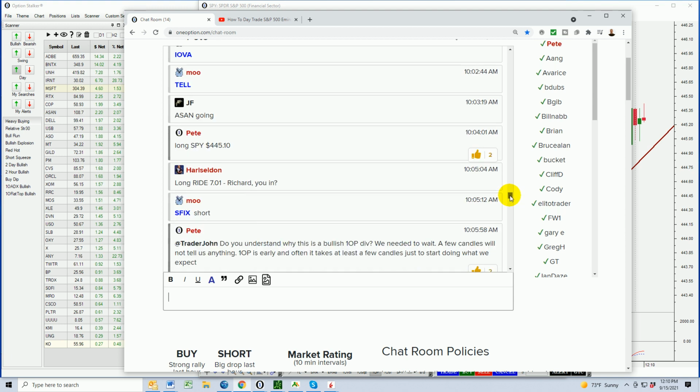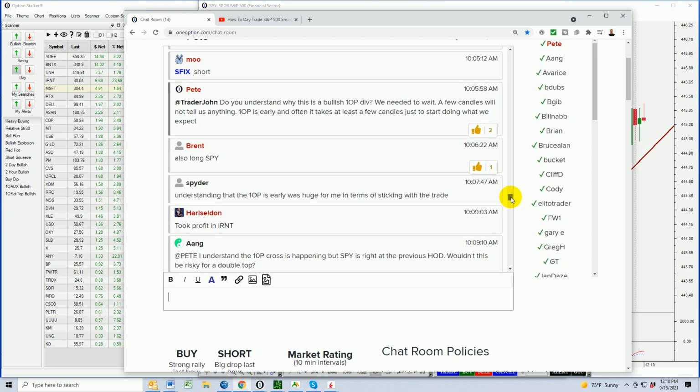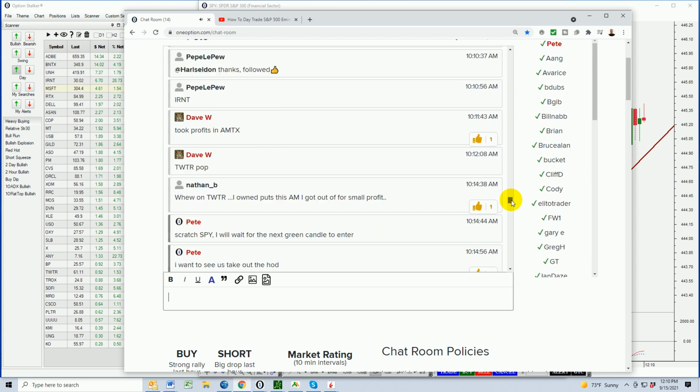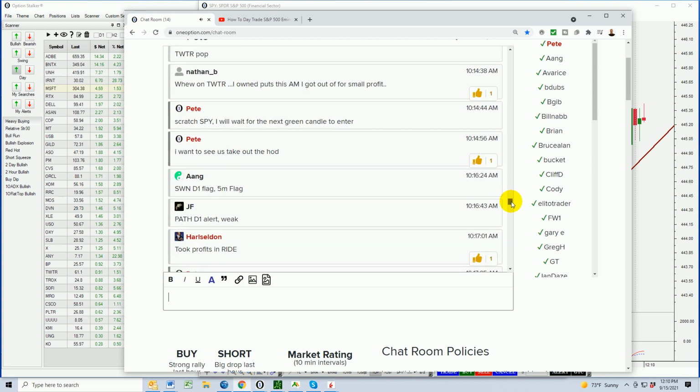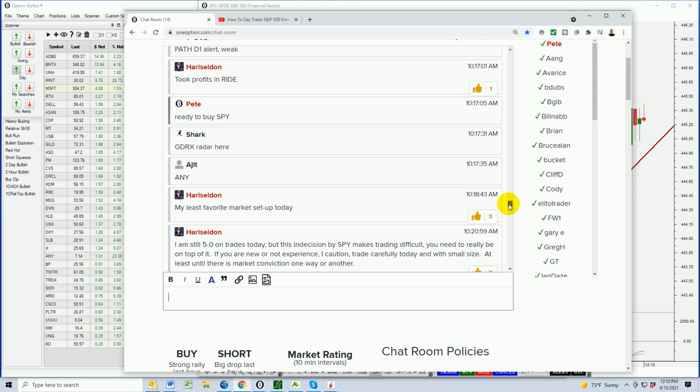So I'm going to continue to go down. I was early on it. And I'm going to continue to scroll down because I continue to give commentary. There I scratched my SPY trade, but I was right back in building it again. Ready to buy SPY. So now another 17 minutes have elapsed.